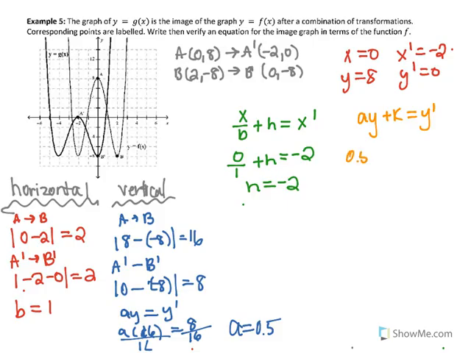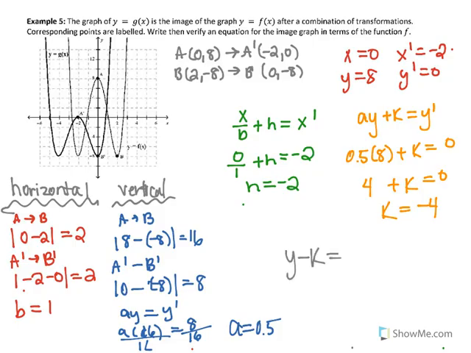A we have is 0.5, our y value is 8, plus k equals our y prime, which is 0. So we have half of 8, which is 4, plus k equals 0, so k is equal to negative 4. So now we have all of our values.